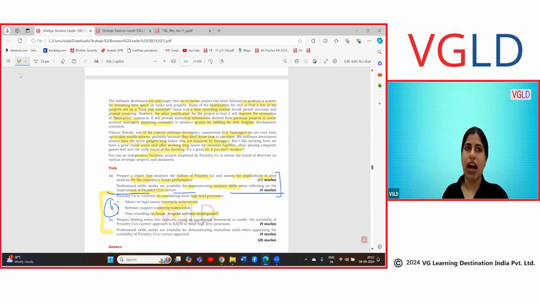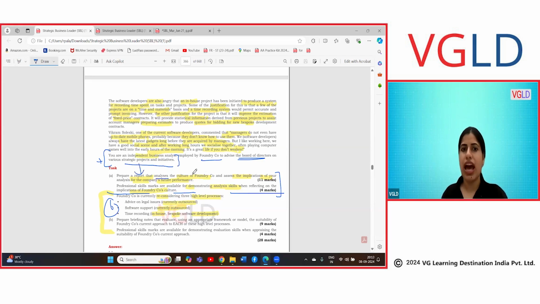You are independent. Now, this is our position, and we have to answer considering who we are. I am an independent business analyst employed by Foundry Company to advise the board of directors on various strategic projects and initiatives. I have to prepare a report that will analyze the culture of the company and assess the implication of the analysis. That means my report should assess the analysis of the company's future performance.